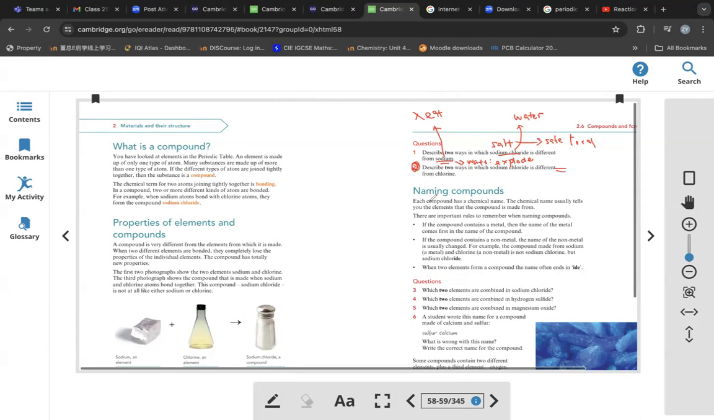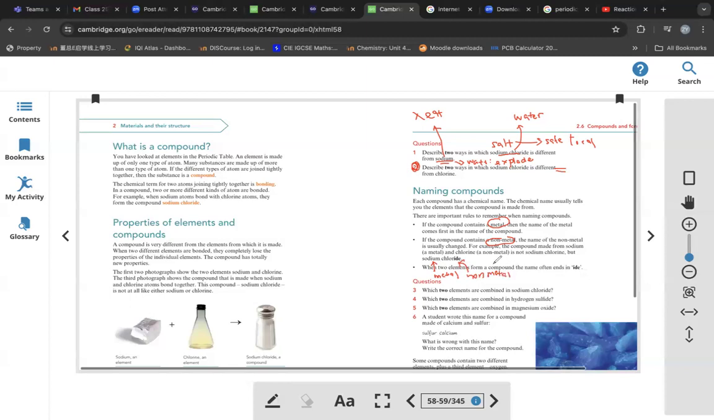Okay, come. We'll move to the next part, naming of compounds. If you see from here, usually in the name, the first part is the metal, and then the second part is the non-metal. For example, sodium chloride. Can you tell me which one is metal and which one is non-metal? From here, the first one is always metal, and then this is the non-metal part.